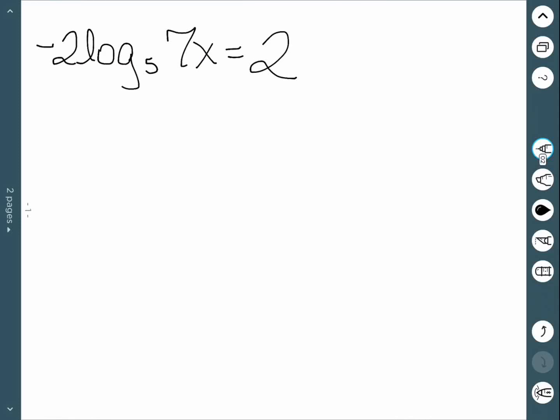Now that we have a little bit of understanding about how to solve logarithmic equations, let's look at something like this. Negative 2 log base 5 of 7x equal to 2. This is very different from what we were doing before.